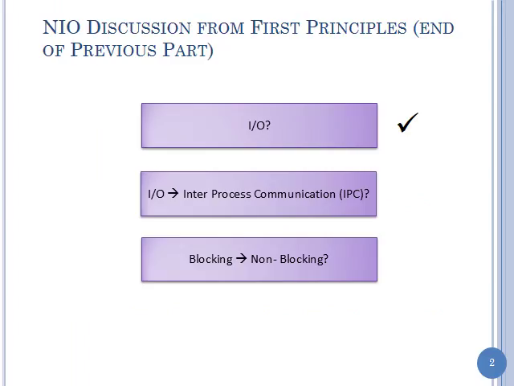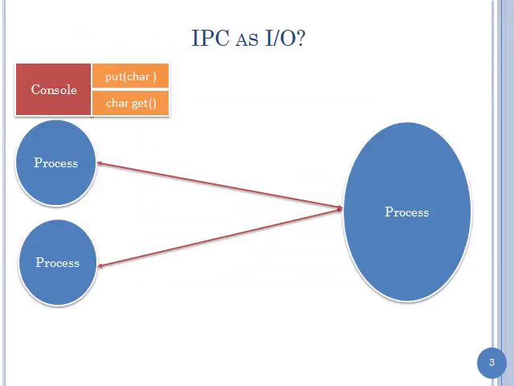So we have an understanding of I/O from an implementation point of view. Now, what does I/O have to do with inter-process communication? Let's try to answer that question. We want pictures like this, whatever they mean: processes talking to each other, sending information to each other.